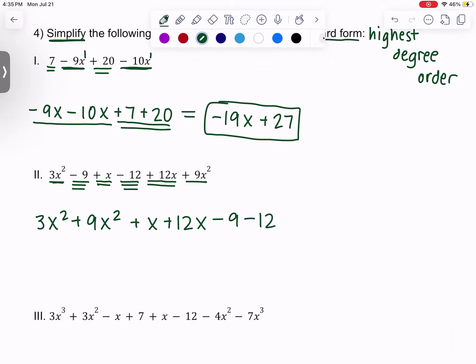-9 minus 12. 3x squared plus 9x squared is 12x squared. x plus 12x is 13x. And -9 minus 12 is -21.